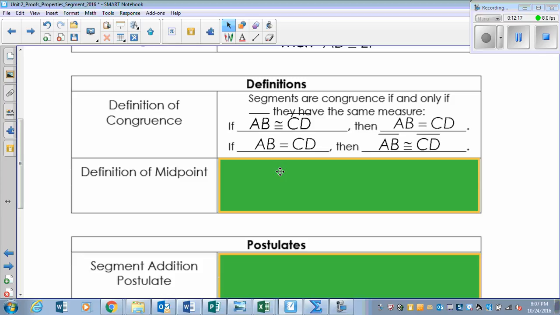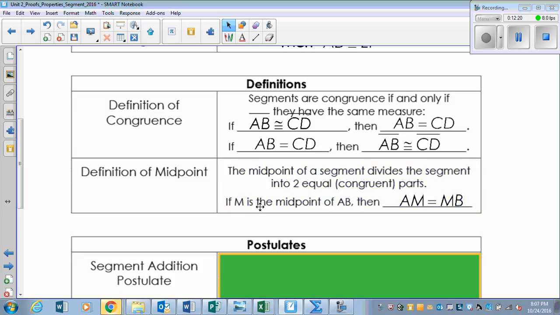The definition of a midpoint: the midpoint of a segment divides the segment into two equal or congruent parts. So if M is the midpoint of AB, then AM equals MB, where M is your midpoint. And because it's a midpoint and divides it into two equal segments, they have to be equal.